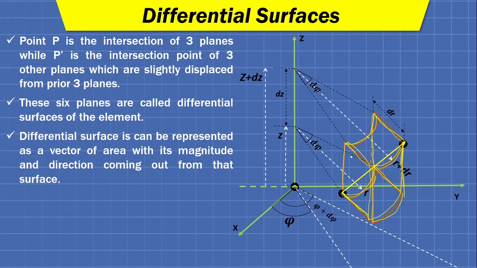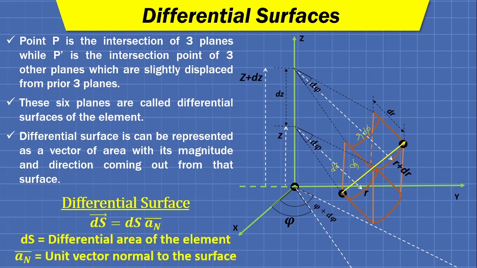Now among these six surfaces, we have two sets of two surfaces which have equal surface area. Top and bottom surfaces both have r dphi length and dr width, so they will have the same surface area. In the same way, front and back surfaces both have dr length and dz height, so their surface area will be the same. But the surface area of the inner curved and outer curved surfaces will not be the same. A differential surface in general can be represented as ds bar equals ds, the magnitude of the area, times an bar, a unit vector normal to the surface.